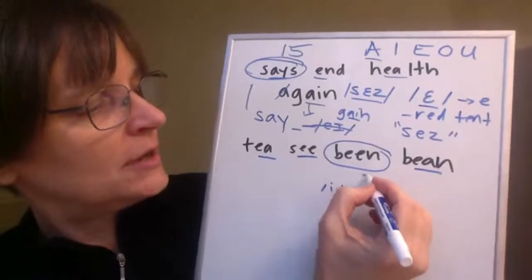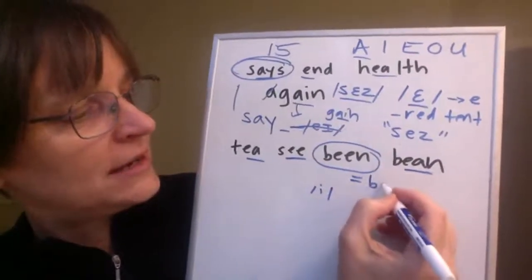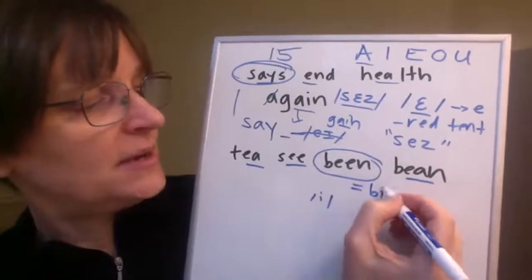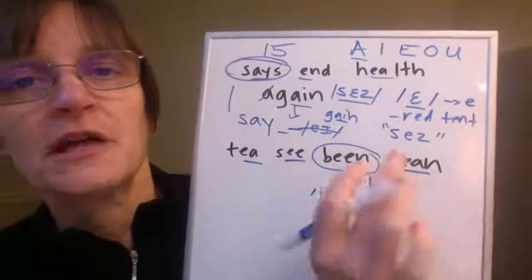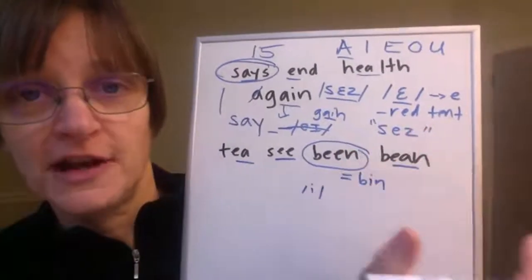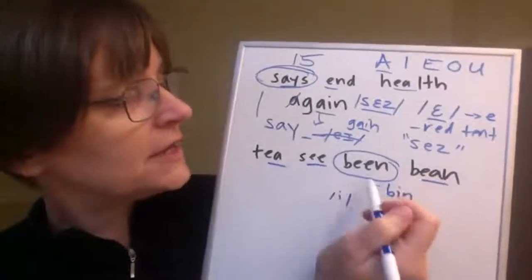But in American English, we don't say been, I've been busy. We say been, I've been busy. So that's a British English, other dialects of English, American English difference.